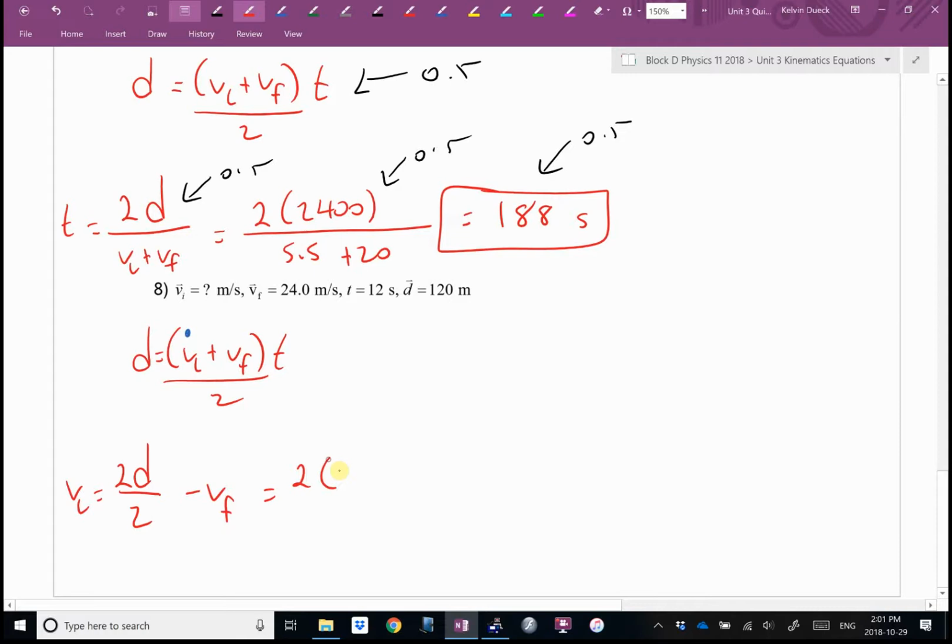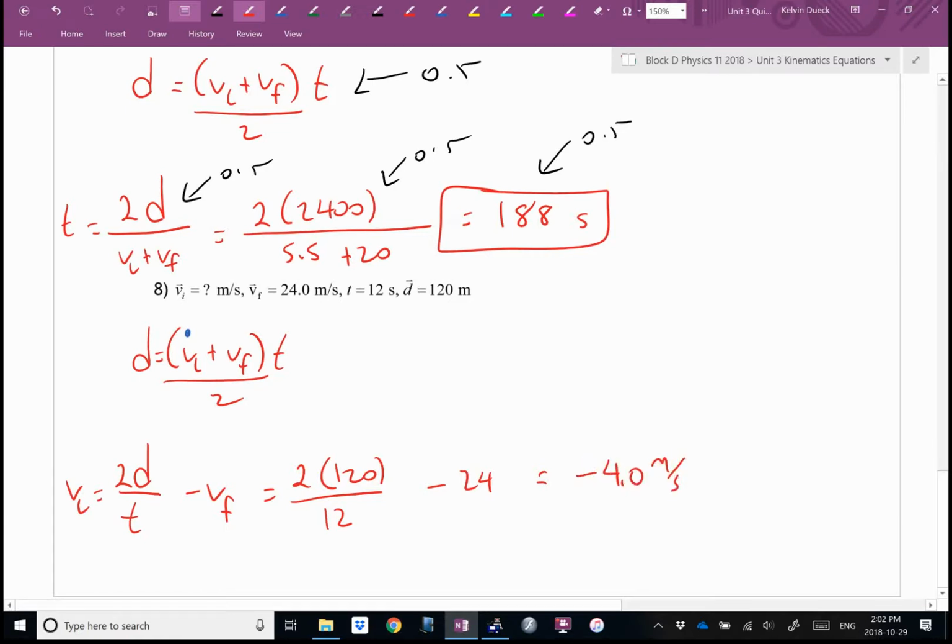2 times 120 divided by... this is supposed to be a T, not a 2, isn't it? Because for some reason I wrote a 2 there. Divide by T, Mr. Dueck, and that's what Evan said. So divided by 12, and then minus 24. I can do this in my head, easy. Most of you could too, because 120 divided by 12 is 10. What's 2 times 10? What's 20 minus 24? Negative 4, yes? Is that correct?